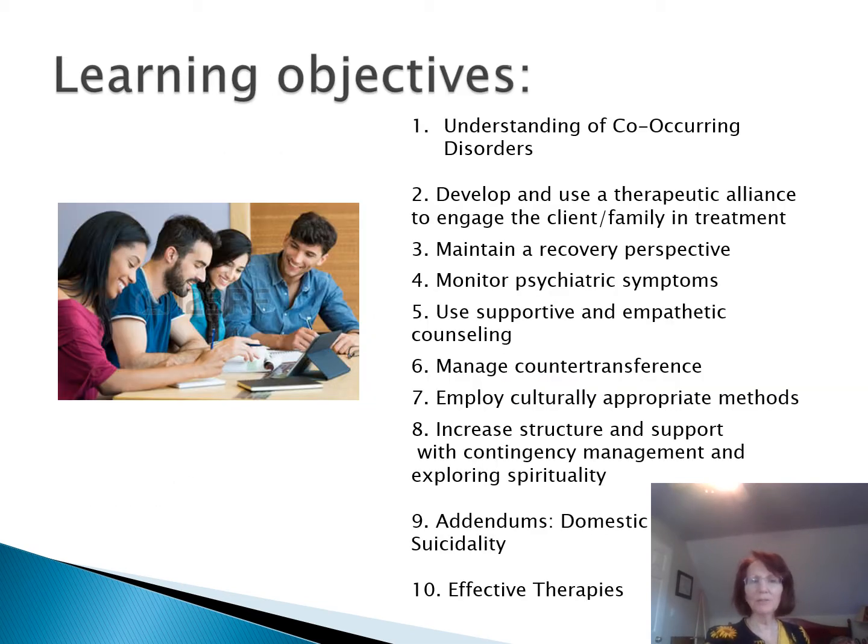Our learning objectives will be how to understand co-occurring disorders, how to develop and use therapeutic alliances to engage the client and family in treatment, and how to maintain a recovery perspective, how to monitor psychiatric symptoms in clients, how to use supportive and empathetic counseling, how to manage countertransference, how to increase structure and support with contingency management and exploring client spirituality. And there are addendums on domestic violence and suicidality, and we're listing some best practices for effective therapies.